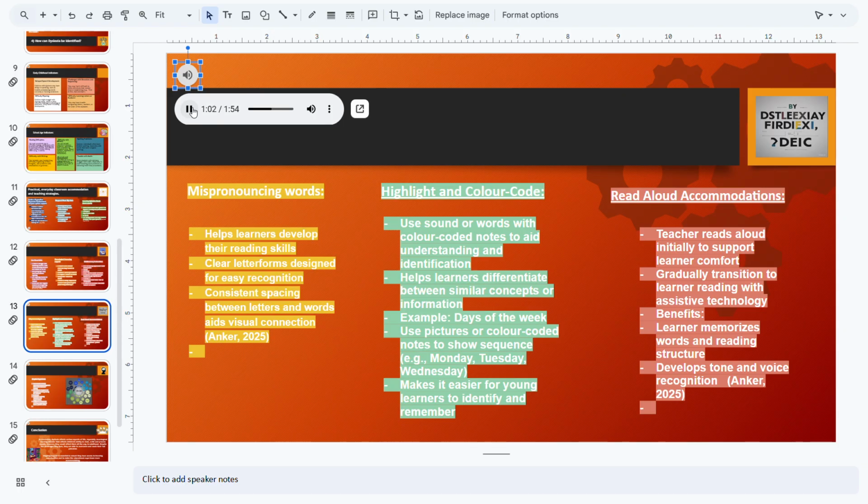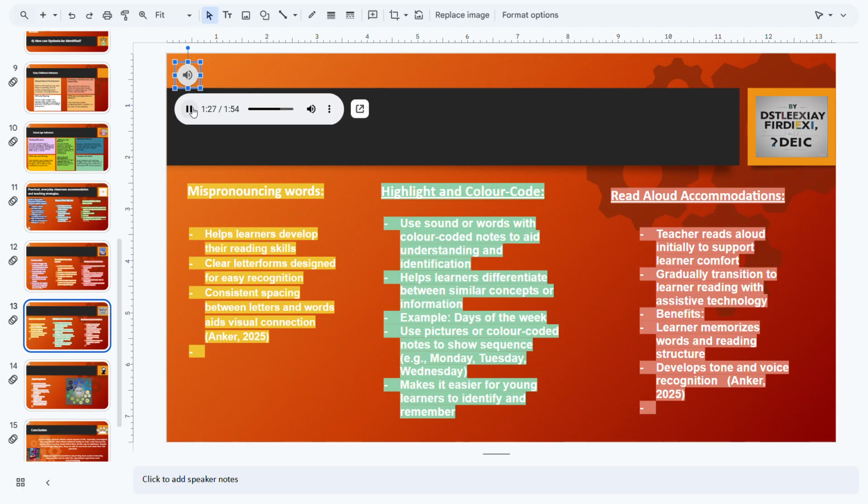For instance, Monday will be red with a color-coded sticker next to it, Tuesday green and Wednesday blue. So this is how the learner will start recognizing those days by the colors of the coding next to those names, and then they will start memorizing Monday, Tuesday, Wednesday.